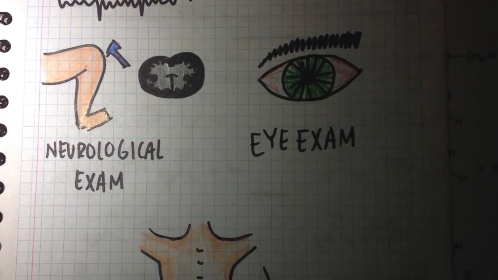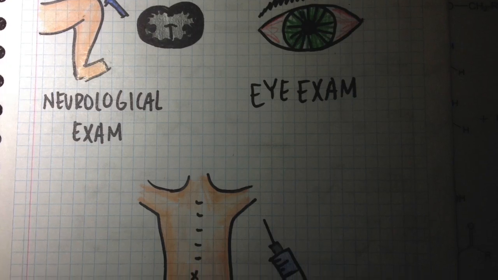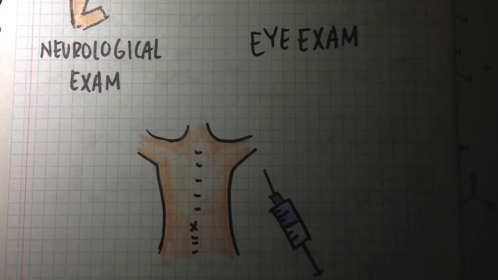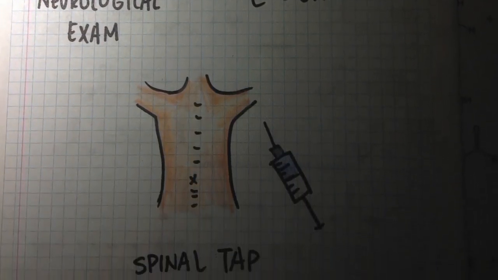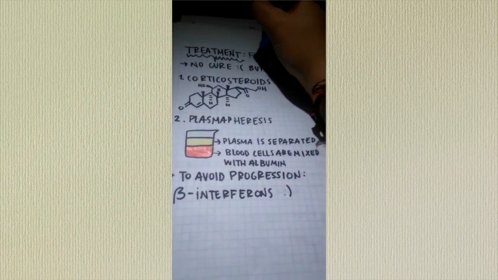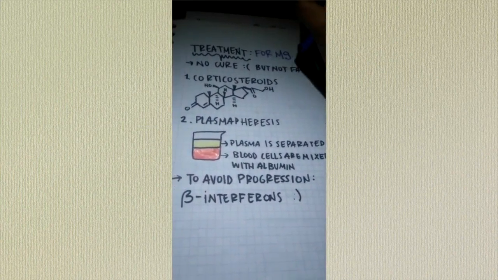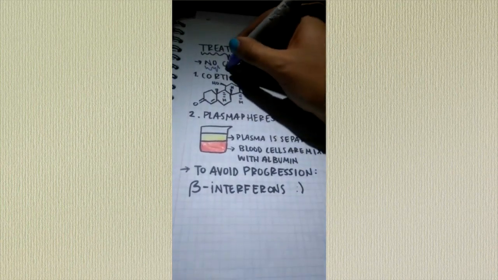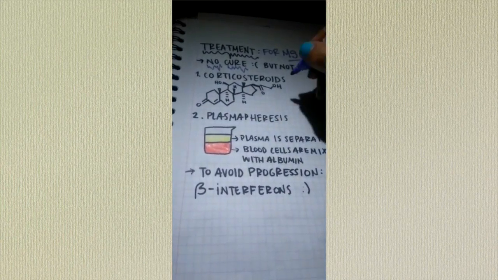Diagnosis: to diagnose MS, a neurological exam, an eye exam, and a spinal tap are used. Treatment: this is a chronic disease. There is no cure for it. But with the correct treatment, it shouldn't be fatal.